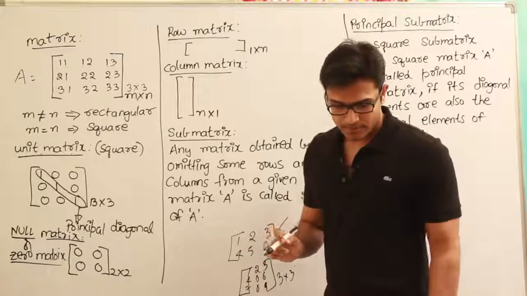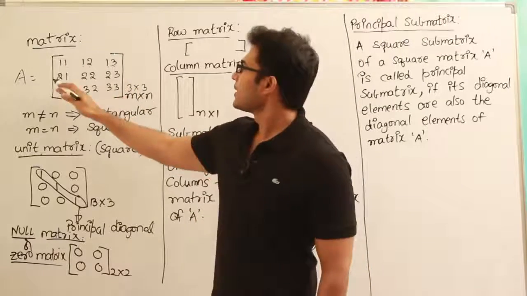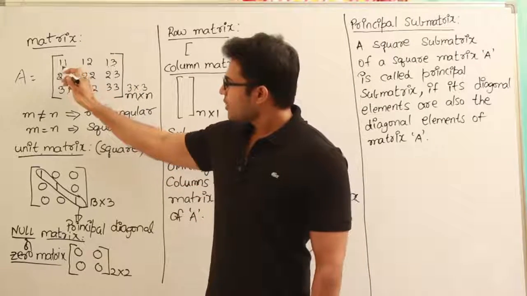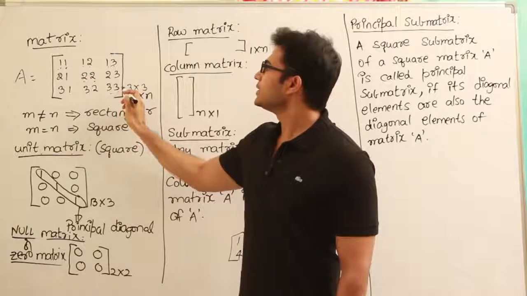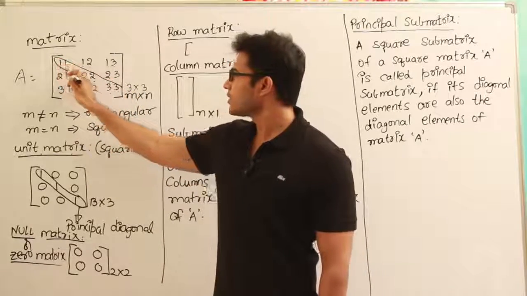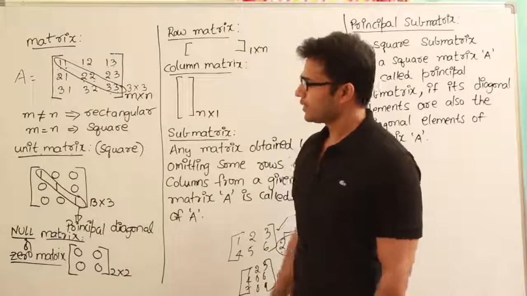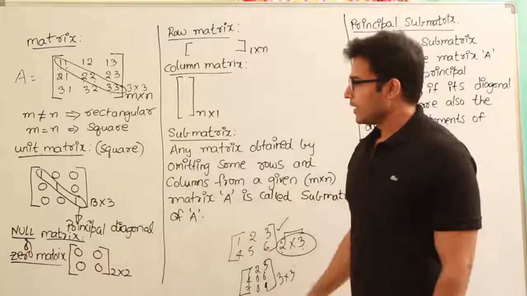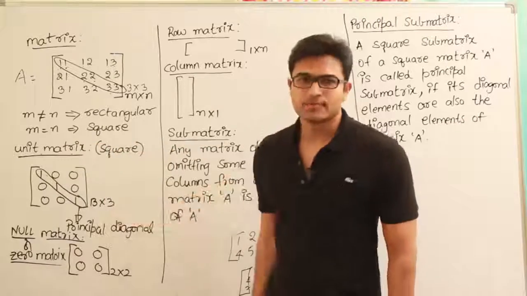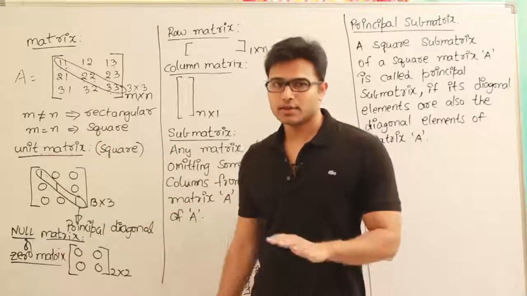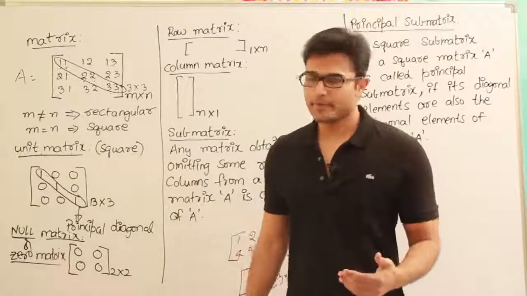Got it? So when you have the elements like this, now whenever you have row equal to column, this 1 1, 2 2, 3 3, when you see these are equal, right, we call those elements principal diagonal elements. Got it? So in unit matrix, the principal diagonal elements will all be 1, and all the other elements which are other than this principal diagonal will be zeros. That is what we call a unit matrix, right?